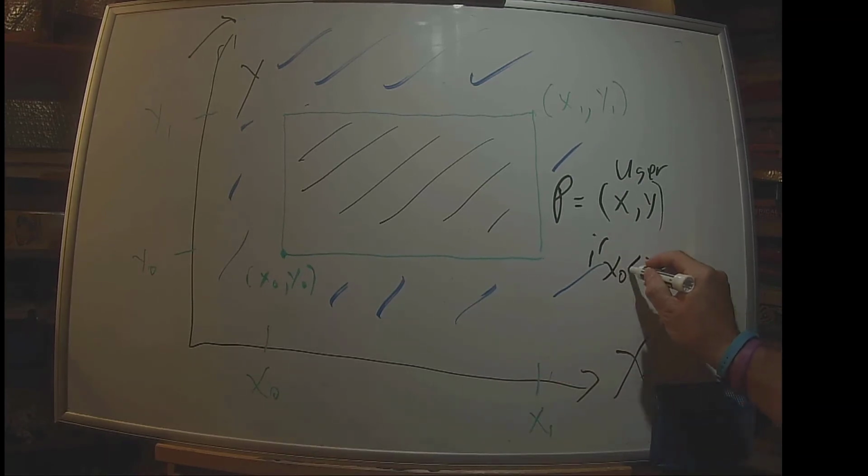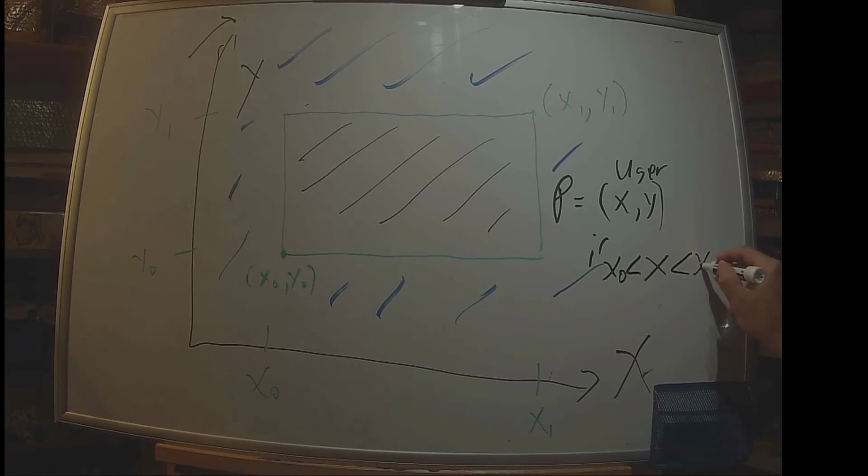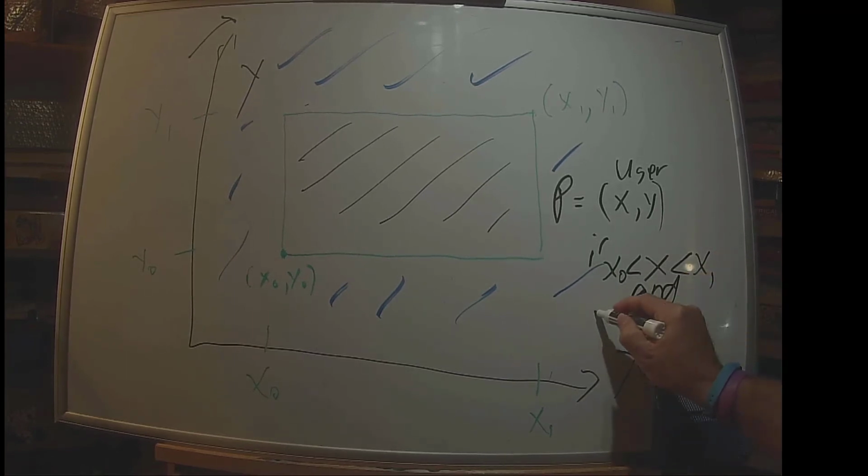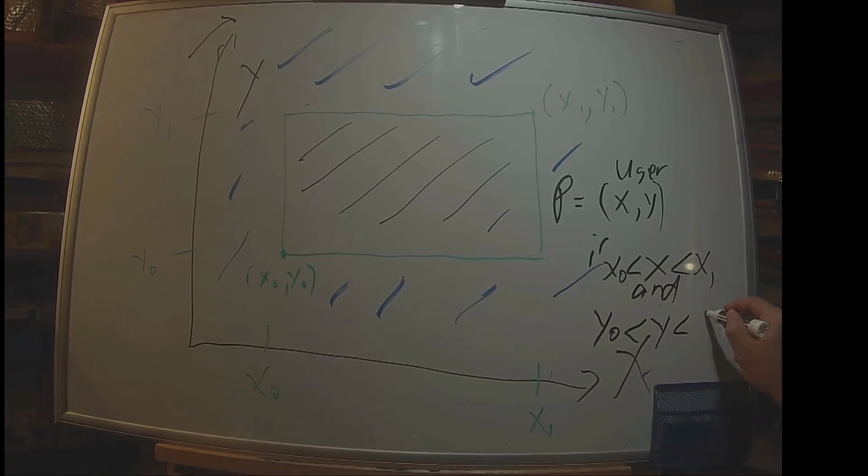So x0 is less than x1, and y is also between y0 and y1. This is a different order than I wrote it last time. I'm not going to change it in the code, but I do like changing the order so that you can see multiple ways of doing it. In order for it to be in the black area, we have some very simple tests to write.